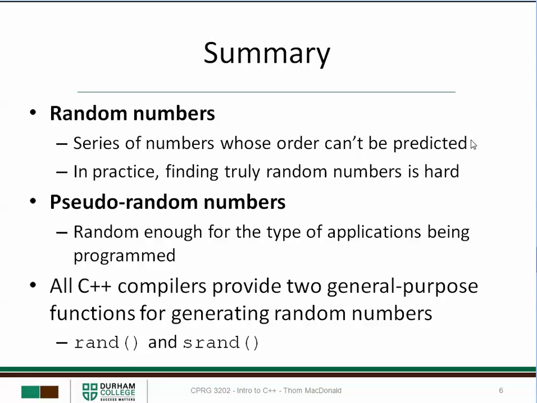So in summary, what we covered in this video was a talk about random numbers in C++. A random number, of course, couldn't be predicted, so really what we're doing with the rand function is a pseudo-random number, because finding truly random numbers is a big deal. Pseudo-random numbers are random enough for the types of applications that we're going to be programming. The two functions that you use most often when you're generating random numbers are rand for the actual generation of the number, and srand, which allows you to get a different list of random numbers each time.